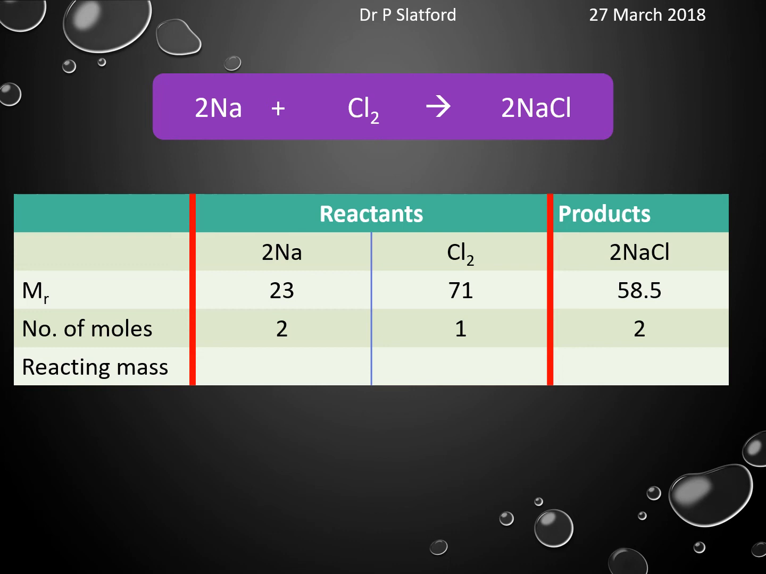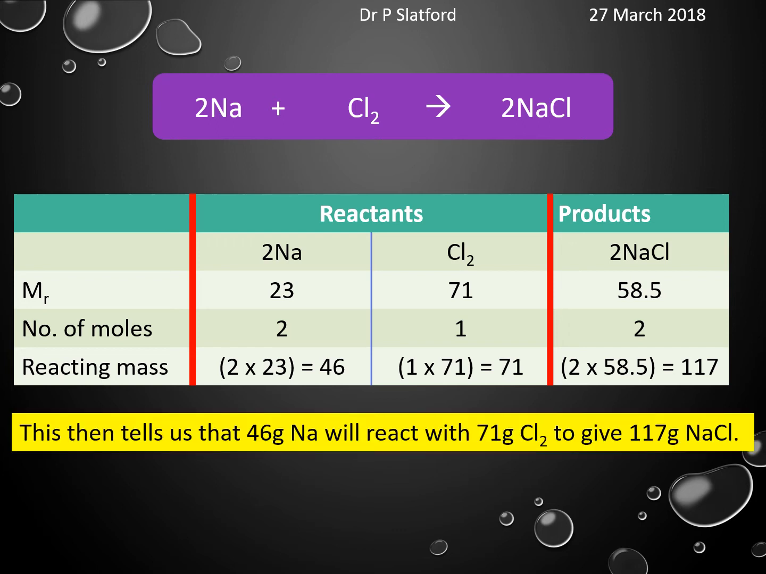And the reacting mass then is how much mass would react in this equation using molar masses. For sodium, I've got 2 moles of atomic mass of 23, so I'm going to have 46. For chlorine, it's 1 mole of 71, and for sodium chloride, it's 2 moles at 58.5, so it's 117. So what our equation actually tells us is that 46 grams of sodium will react with 71 grams of chlorine to give 117 grams of sodium chloride. And this ratio is true for any molar quantities.